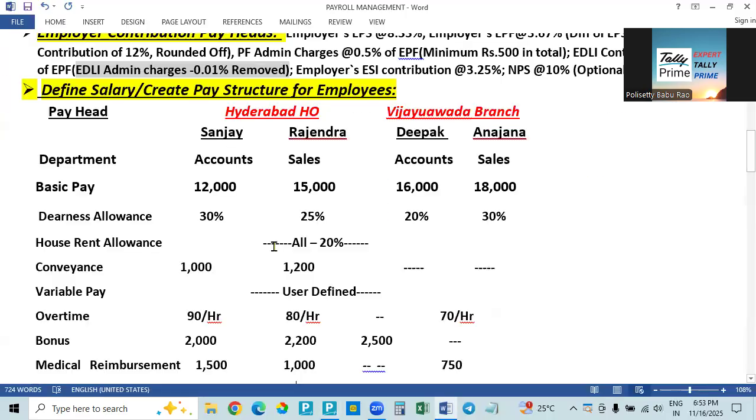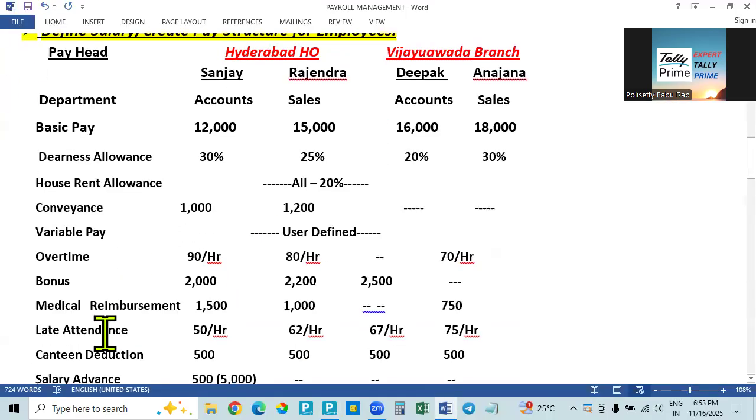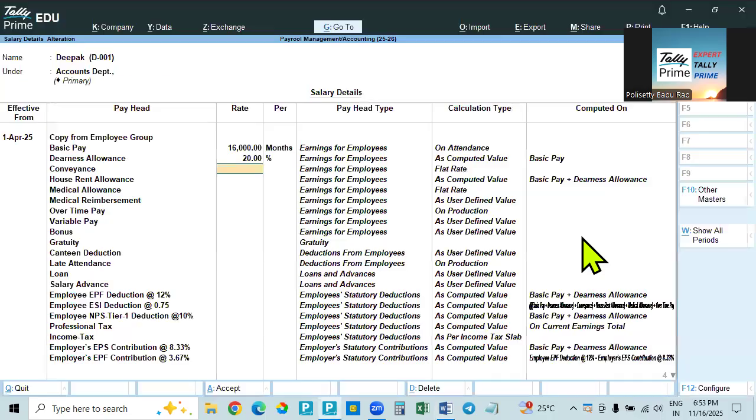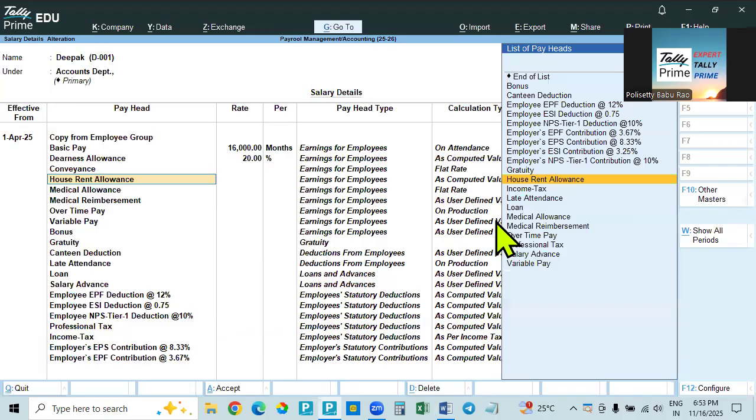See, conveyance will be at flat rate. What is the amount of conveyance to him? Conveyance, see here to Vijayawada. In the Vijayawada office, no conveyance at all for both. So no conveyance, so we did not give. It is flat rate. It should be given, but there is no amount.